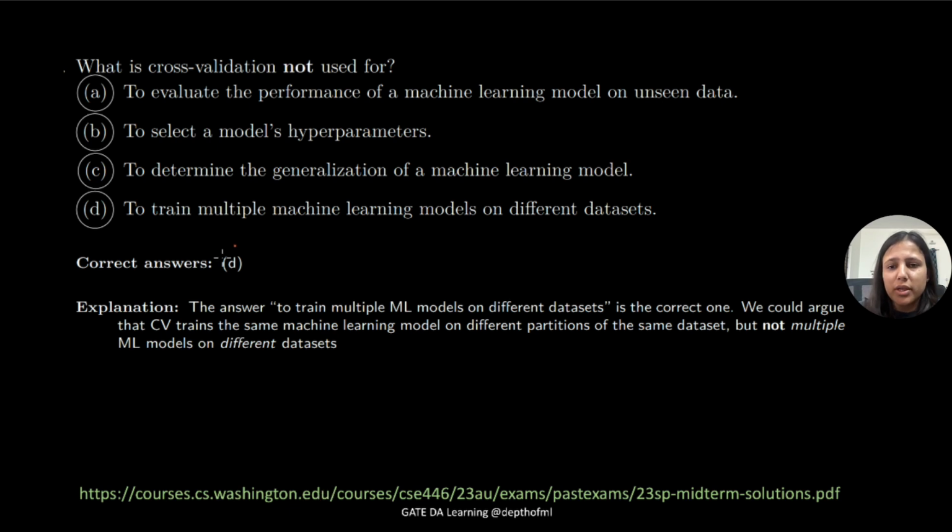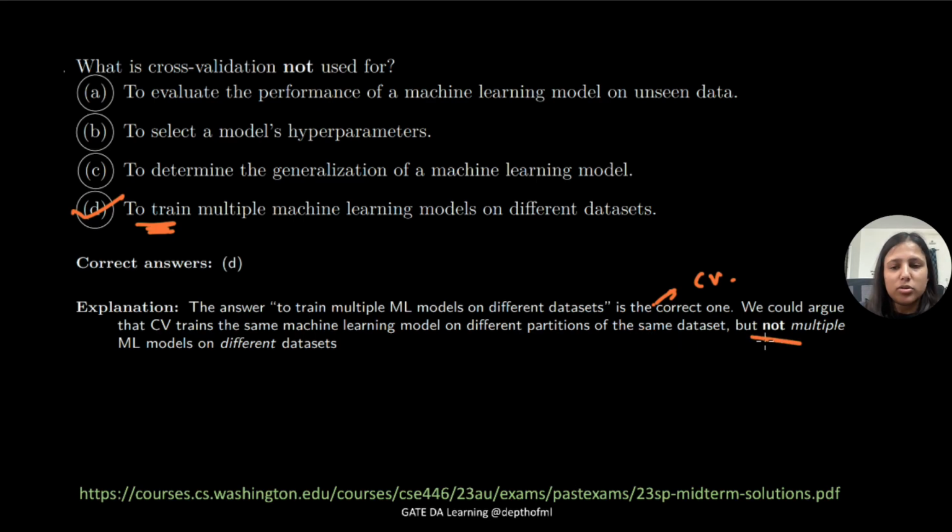They are also saying that D is not correct, which means the answer is correct, but we don't do cross validation for the statement being said in D. The explanation they give is that to train multiple ML models on different data sets is a correct one, correct as in we don't do cross validation for this. We could argue that CV trains the same machine learning model on different partitions of the same data set, but not multiple ML models on different data sets.